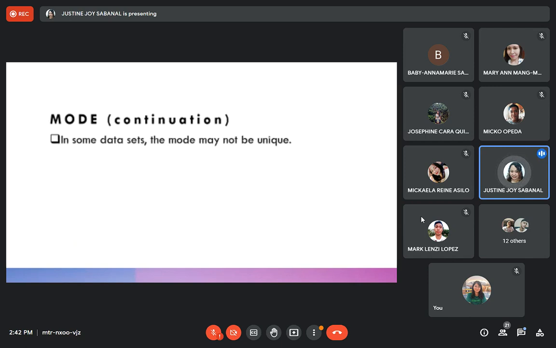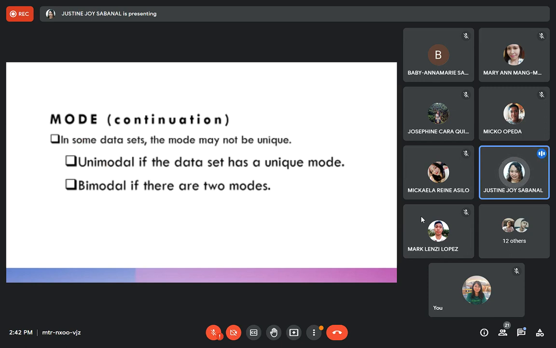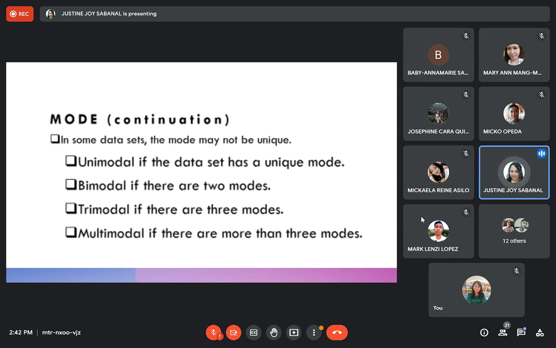Once na na-identify mo na kung ano yung value na pinakamadalas na nauulit, ika-classify po natin yung mga yan. So, yan ba ay isang value lang yung madalas na umuulit? Ika-classify mo as unimodal. Pag dalawang value yung pinakamadalas na umuulit, so that is bimodal. If the value of mode is 3, that is trimodal. More than 3, classified po yon as multimodal. Meron pa pong isang classification which is no mode.